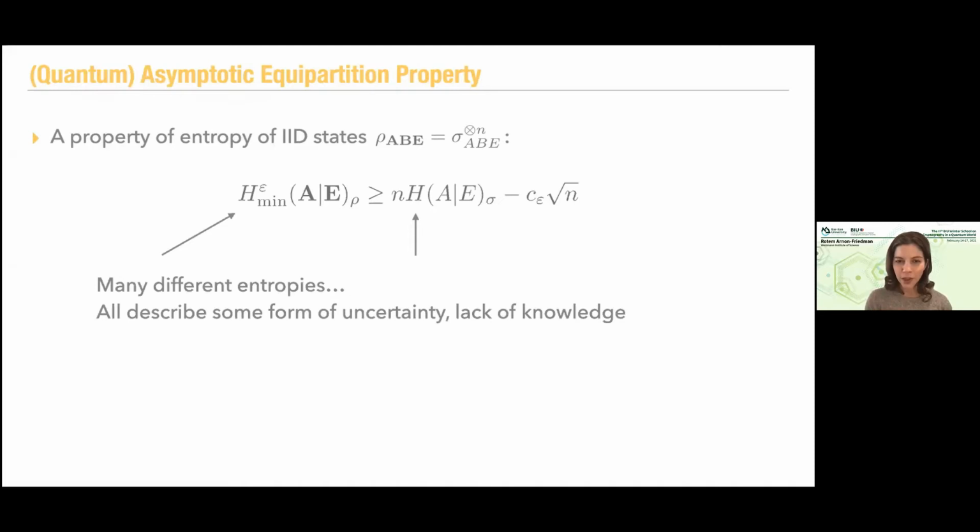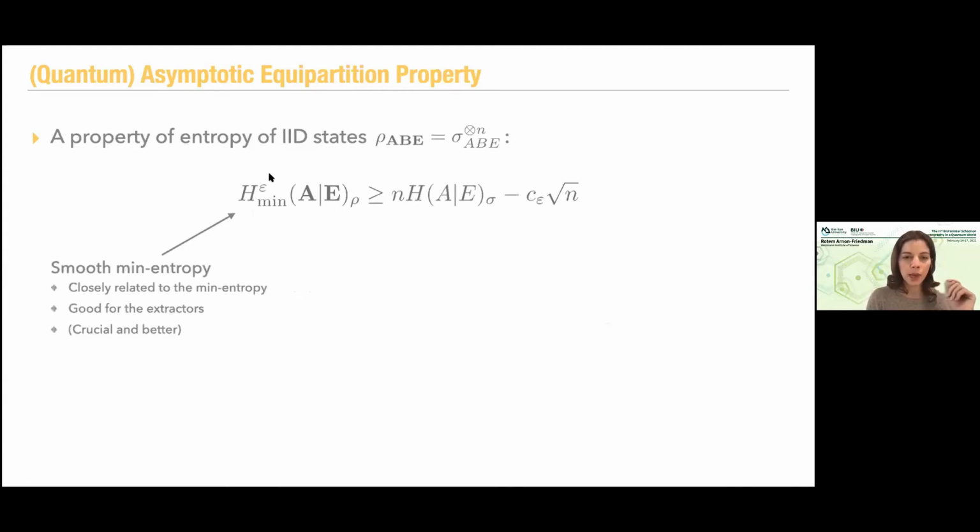So we have here many different entropies. In general, there are tons of different entropies. So far we talked about the min entropy in this classical-quantum case. Now I have here on the slide two different entropies. We don't even need to understand exactly what each of them means, but the important thing to first understand is that all of these entropies describe some form of uncertainty or lack of knowledge. They have different definitions, and they correspond maybe to different tasks, or have a bit of a different meaning, but they all describe some form of uncertainty, of how much we don't know about A, or how random A is.